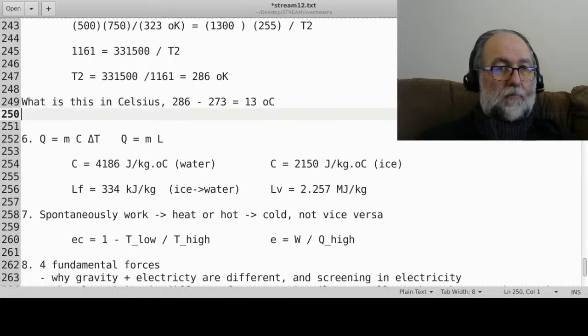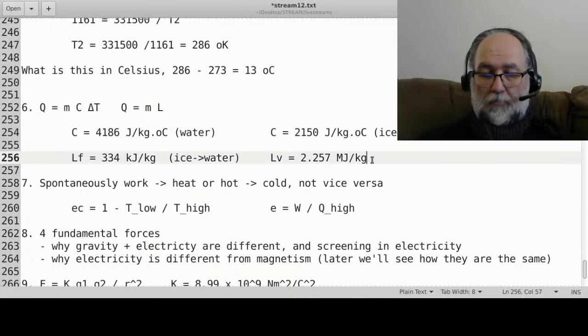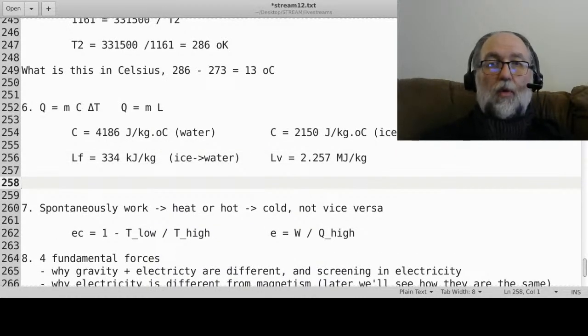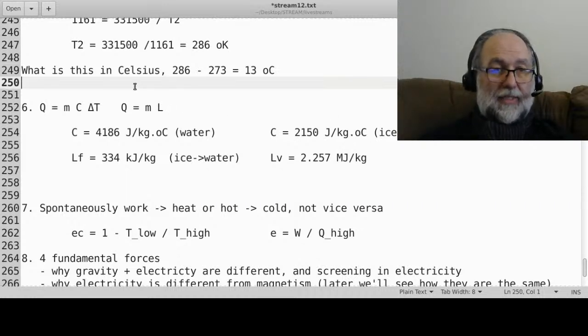Okay, let's continue here. What did we do next? Well, the next thing that we did was we looked at specific heats.